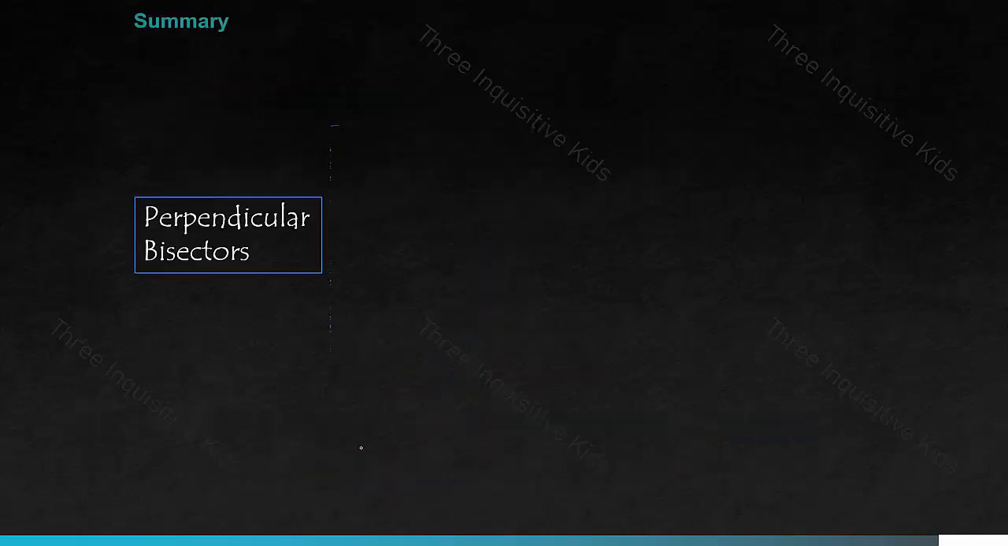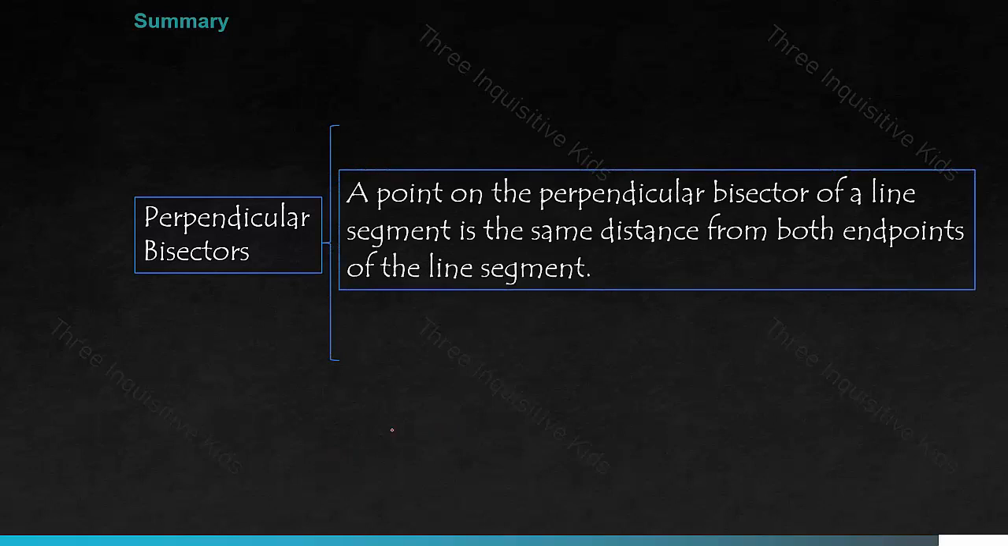Perpendicular bisectors. Today, there's only one main point we learned about perpendicular bisectors. Any point on the perpendicular bisector of a line segment is the same distance from both endpoints of the line segment.